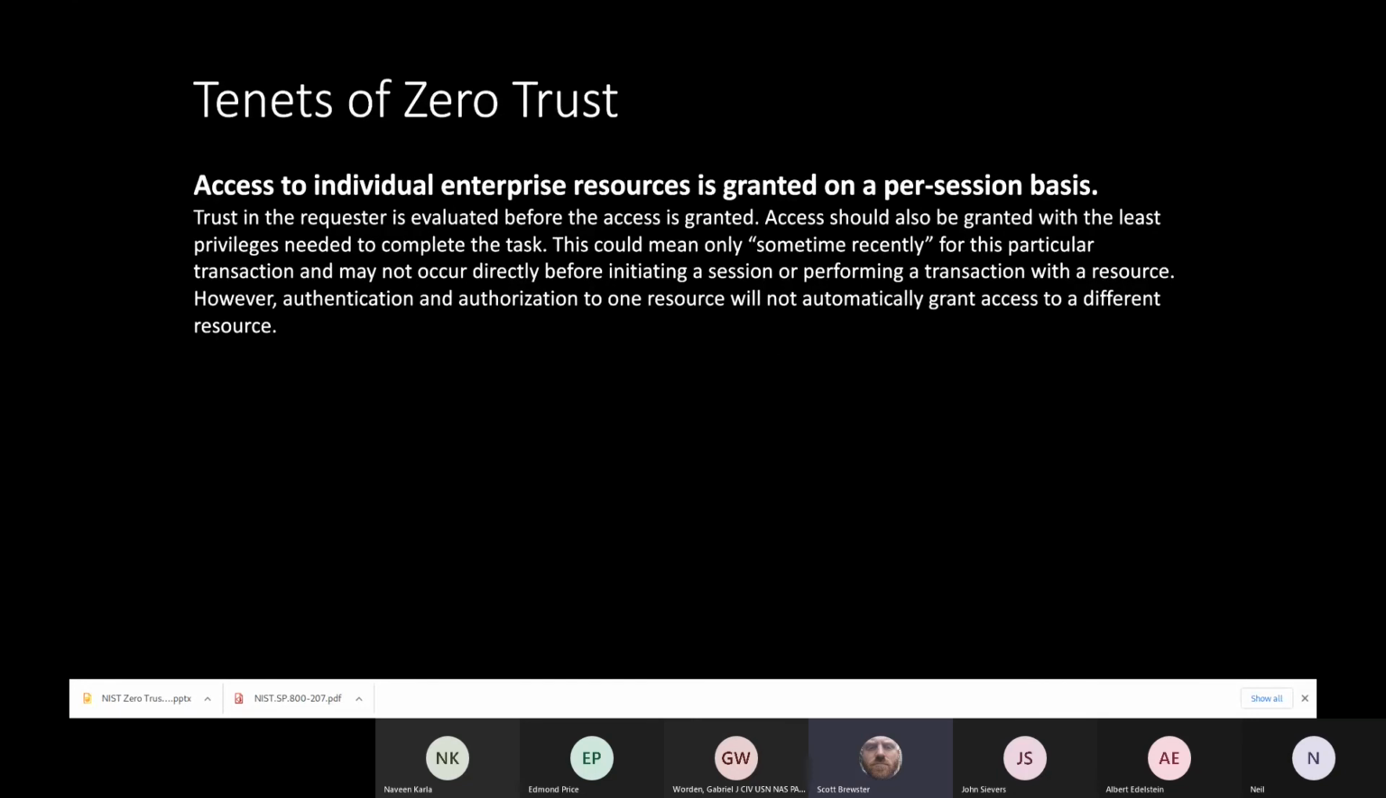Access to individual enterprise resources is granted on a per-session basis. So trust in the requester is evaluated before the access is granted. Access should also be granted with the least privileges needed to complete the task. This could mean only sometime recently for this particular transaction, and may not occur directly before initiating a session or performing a transaction with a resource. However, authentication and authorization to one resource will not automatically grant access to a different resource.